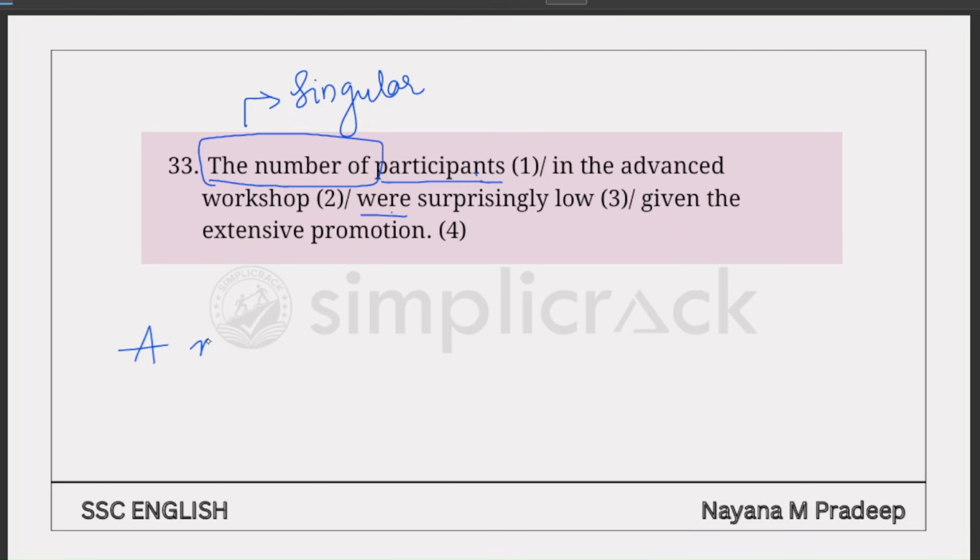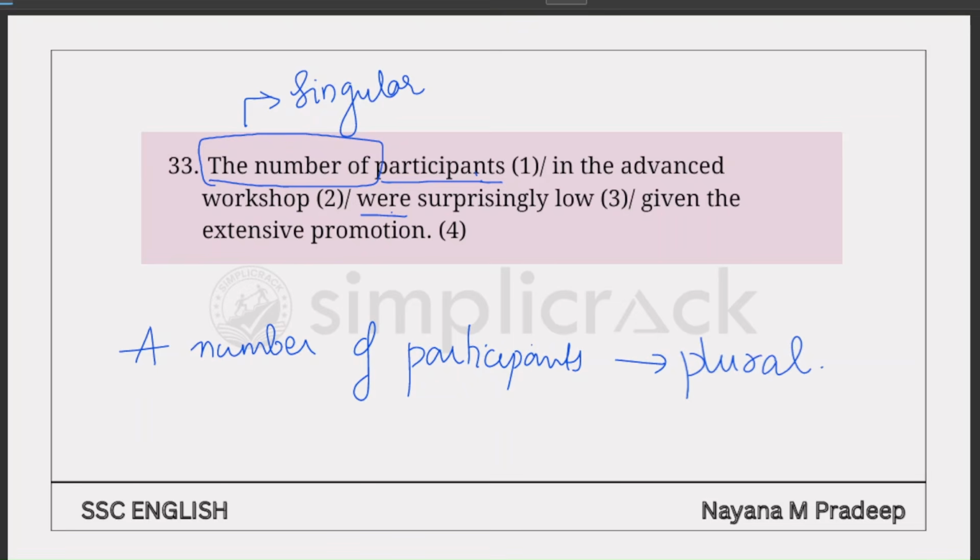Whereas if the structure is a number of participants, then it is in the plural form. Remember that when it is the number of, it is the singular structure. No matter what comes after that, be it a singular noun or a plural noun, it doesn't matter. If the first part is the number of, then it has to be considered as a singular subject.